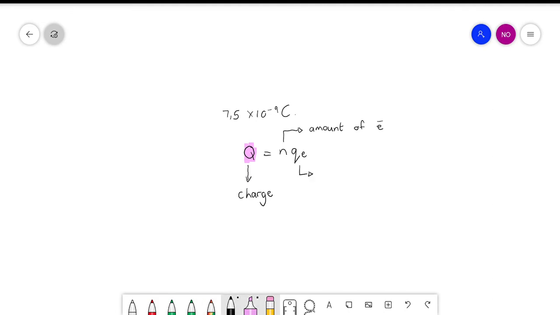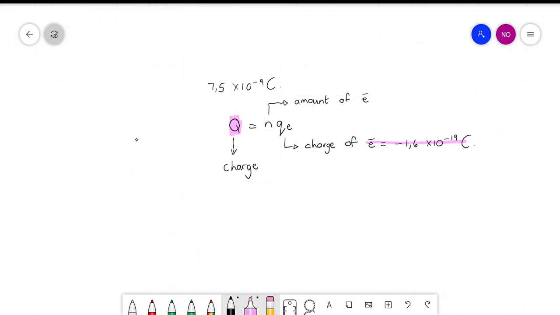And this lowercase q with the E is the charge of one electron, which will always be equal to negative 1,6 times 10 to the power of negative 19 coulomb. Hierdie ene gaan vir julle gegee word op die formuleblad. That is a constant, so that will be given to you. Okay, nou wanneer ons besig is met hierdie, gaan jy nie die minus instel nie. So we are not going to substitute the minus.